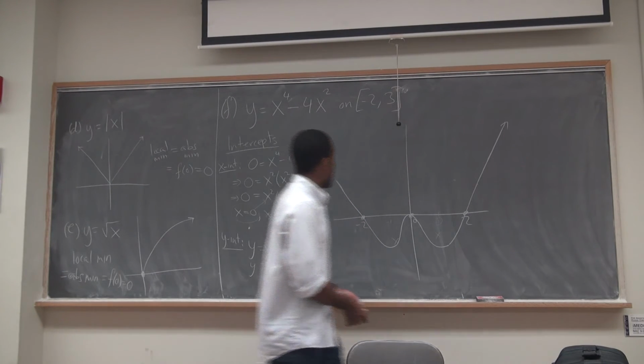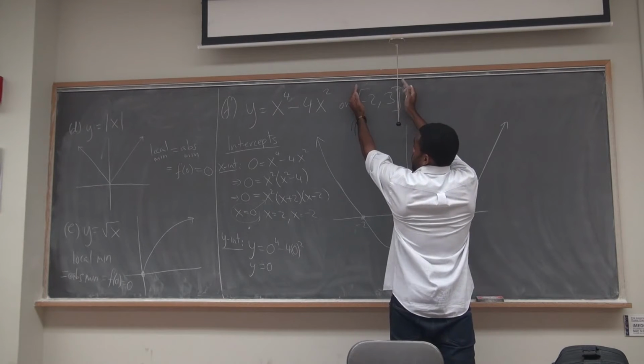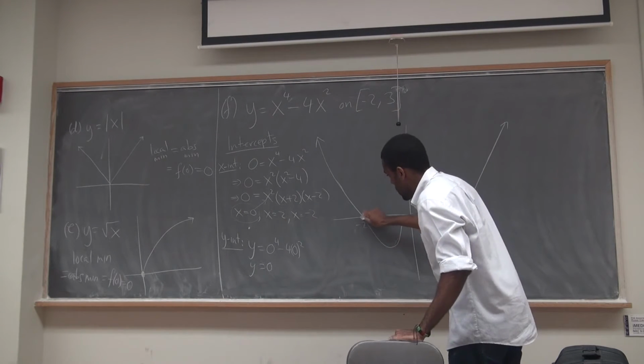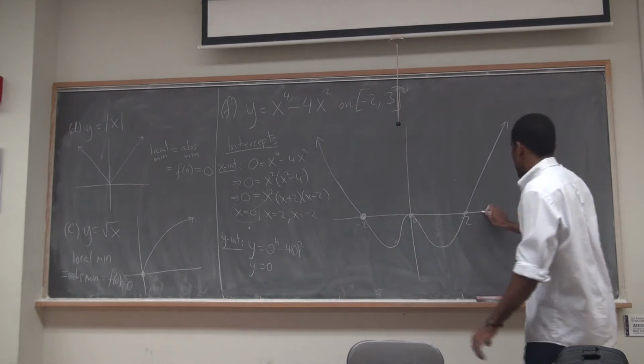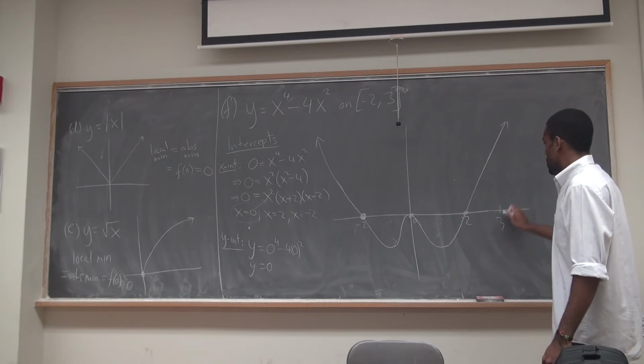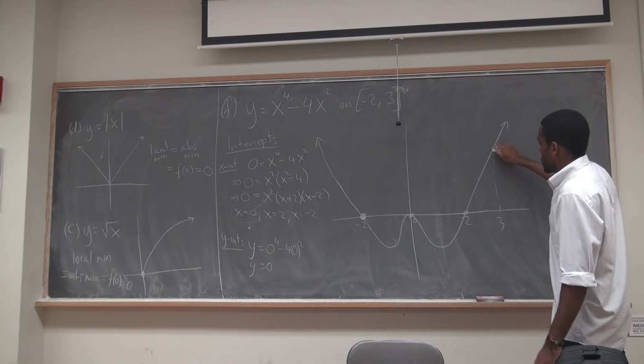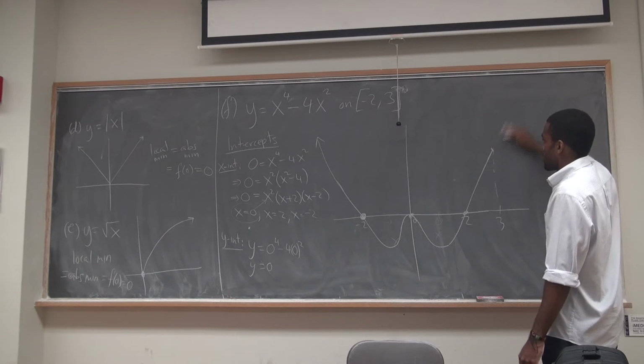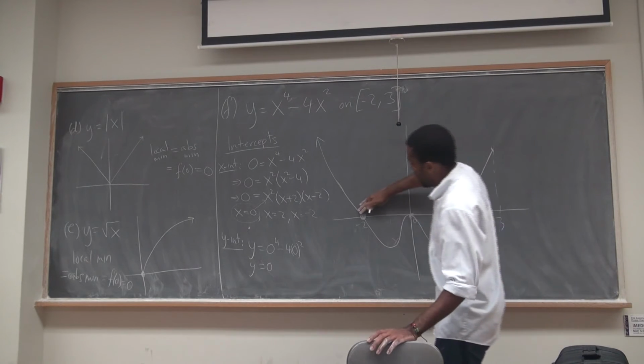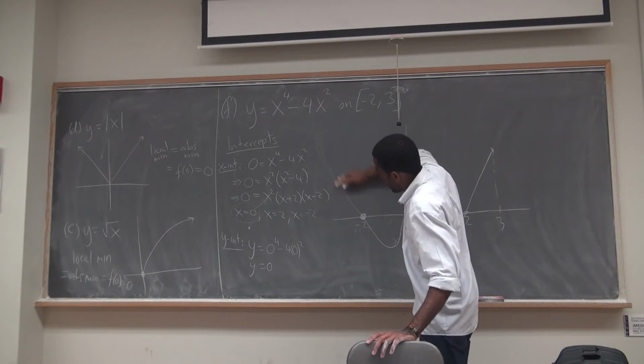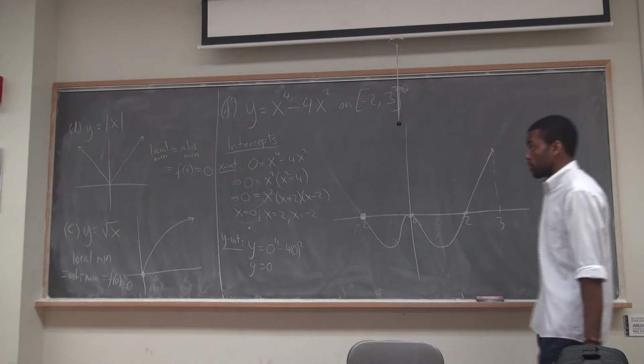Now we don't care about everything, we only care about from minus 2 to 3. So minus 2 is actually here. My 3 is going to be somewhere out here. Beyond this, I don't care, so I forget about that. And beyond that, I don't care, so I forget about that. So that's my picture, right?